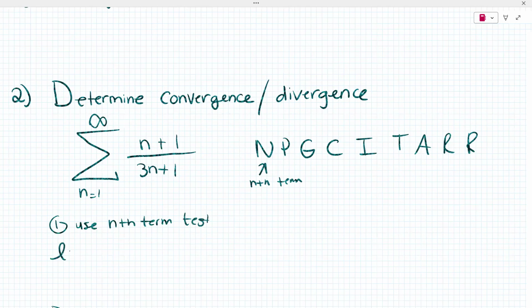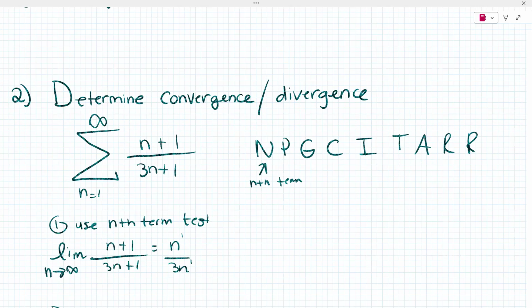So it's just going to be the limit as n approaches infinity of n plus 1 over 3n plus 1. If you recall, this is a fraction, and what is the limit of a rational function? It's the horizontal asymptote. So what's the highest term on the numerator? It is n. What is the highest term on the denominator? It is 3n. And what are the degrees? This has a degree 1, this has a degree 1.